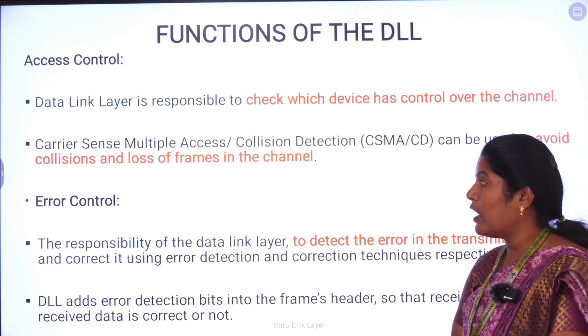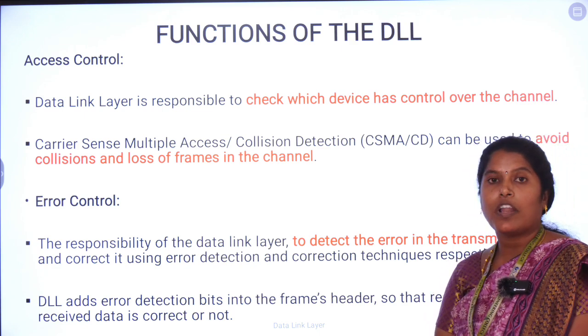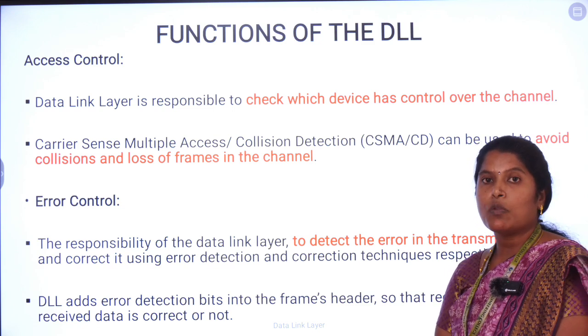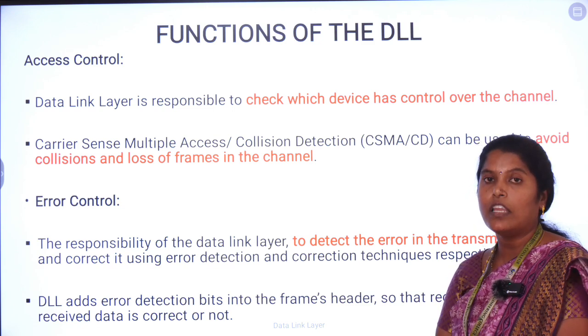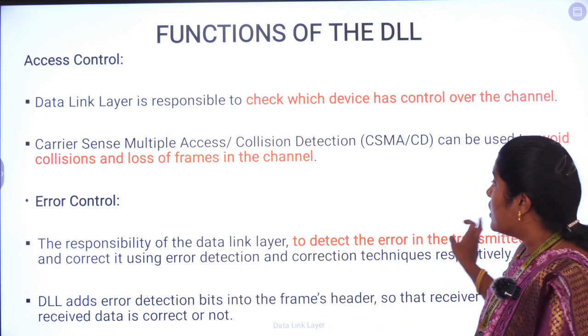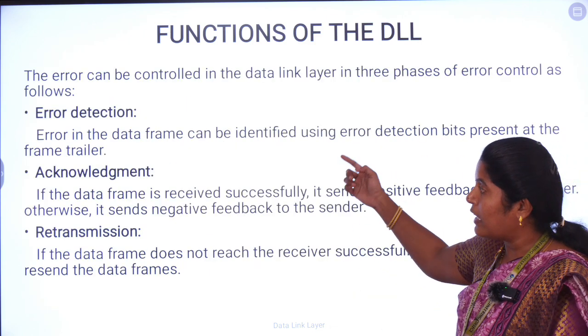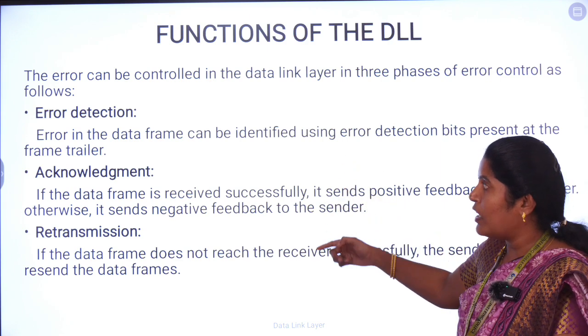Next one is error control. During transmission of data, there is a possibility of an error occurring. So in frames, we use trailer bits to identify the error that occurred during the transmission of data. This error can be controlled in three ways: error detection, acknowledgement and retransmission.